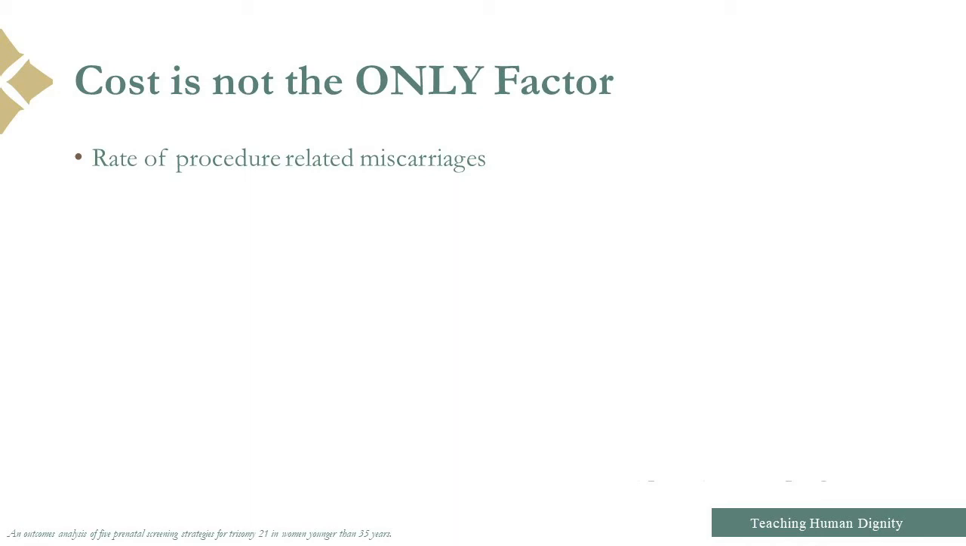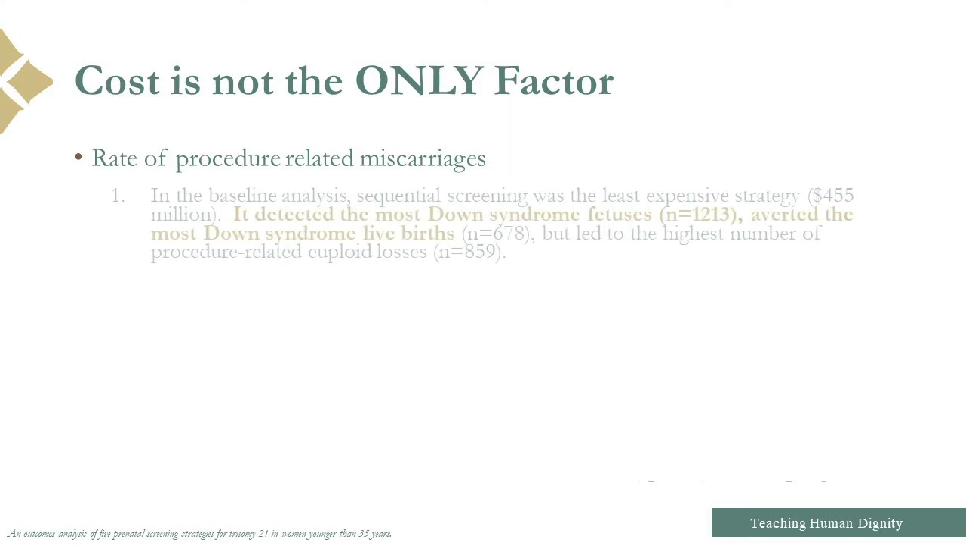In general, researchers want to balance the cost effectiveness against other factors, and most often they want to balance it against the rate of procedure-related miscarriages. As you know, amniocentesis has a low but still significant risk of miscarriage associated with it. So for some screening tests, which might have higher false positive rates, this would induce more mothers to get an abortion and would cause higher miscarriage rates. So here is what the results section from such a study, balancing costs against miscarriage rates, would look like.